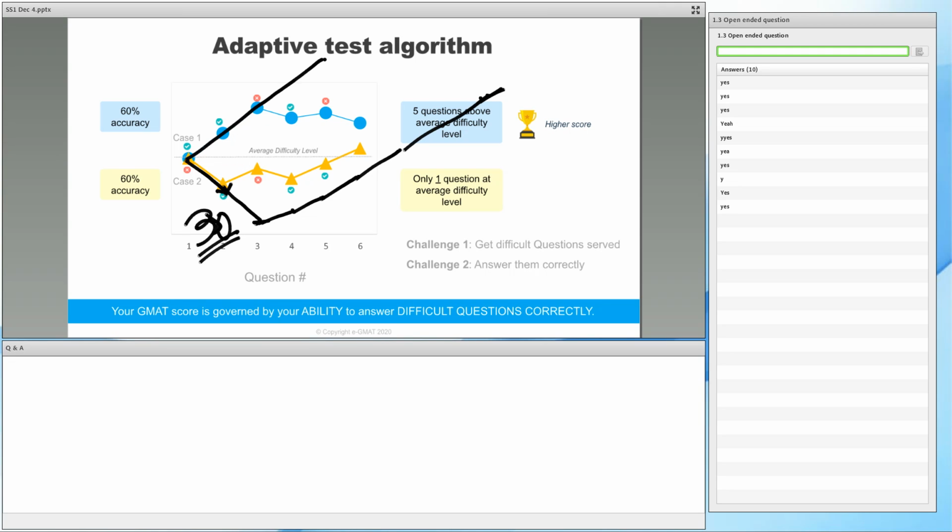Student 1, on the other hand, was getting the 700 level questions right by the time he got question number 5, and then he continued to do well on them. Okay.